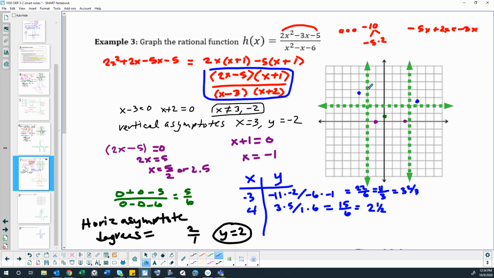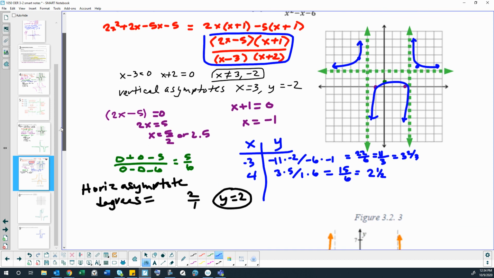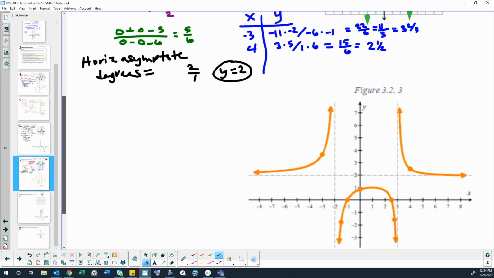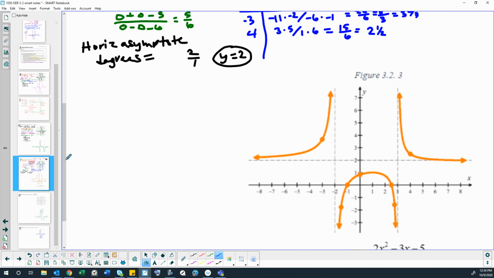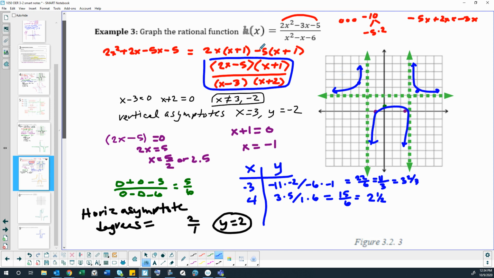So I'm just going to sketch and work with what we have here. We'll have a branch over in this section here. We'll have a branch here. We'll have a little upside down thing happening here. And let's see if the graph from technology agrees. Looks about right. And notice how none of the factors have any multiplicities, so none of the intercept behaviors are going the same way, and none of the x-intercepts are touching the x-axis. They all cross it.